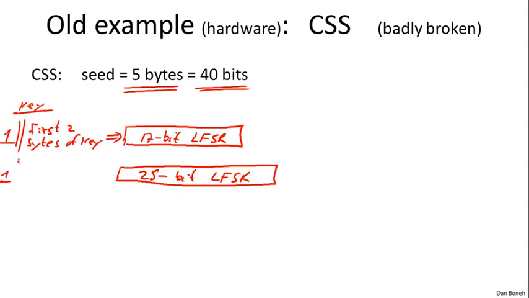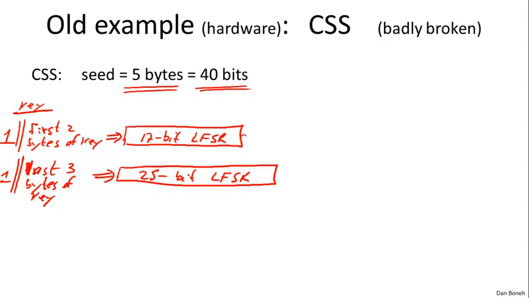And then the second LFSR basically is initialized the same way. 1 concatenated with the last 3 bytes of the key, and that's loaded into the initial state of the LFSR. You can see that the first 2 bytes are 16 bits plus a leading 1, that's 17 bits overall, whereas the second LFSR is 24 bits plus 1, which is 25 bits. And you notice we used all 5 bytes of the key.